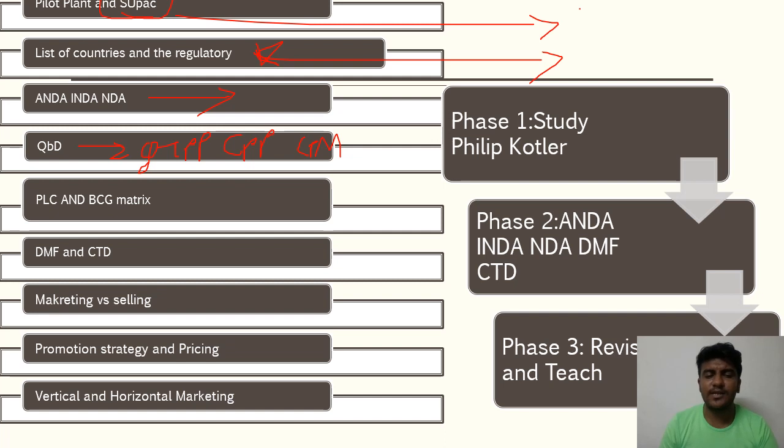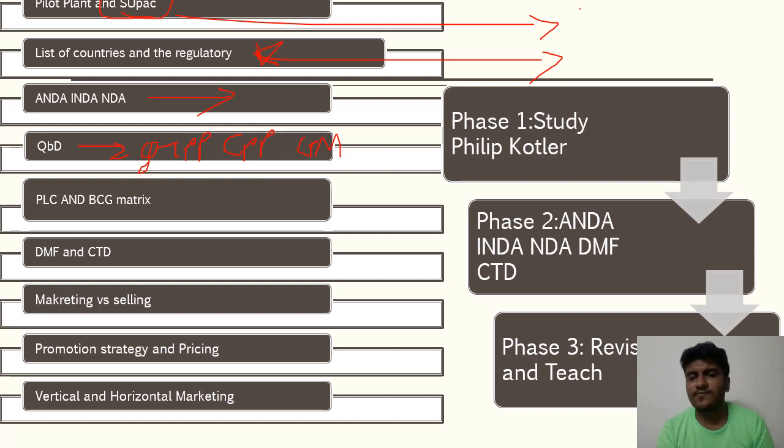And the last one that we need to know is vertical and horizontal marketing. There are various conflicts where there are various competitors in the market. Vertical marketing and horizontal marketing is basically marketing at a different level and marketing at the same level. It can be competition between a retailer and a wholesaler, or between a retailer and a retailer, or a wholesaler and a wholesaler.